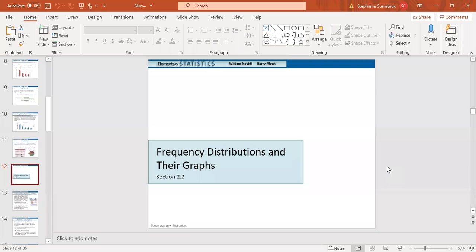Okay, we're going to look at section 2.2 here to start. One of the things that we're going to look at here is what's called a frequency distribution and the different graphs that we can do with this. Now, we are making a transition here. This is now going to be numeric data, okay?